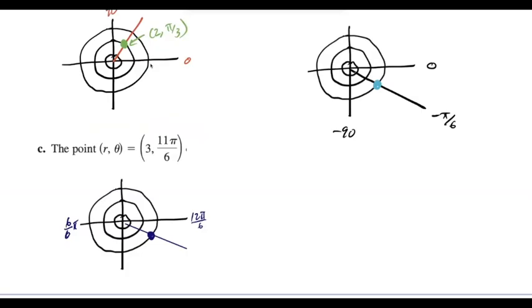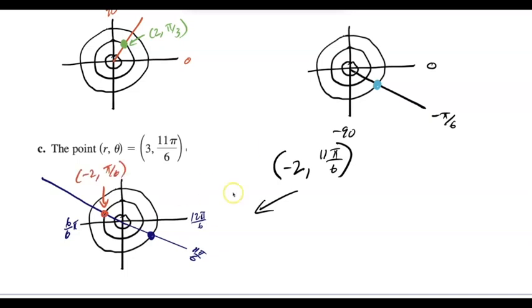Okay, before we move on, we should have another point. We should do the point negative 2, and we'll do 11 pi over 6 again. Let's talk about what that does. We'll do it on the same graph. Let's graph negative 2 and 11 pi over 6. So what happens with a negative radius? We're still going to be on the same pole because it's still 11 pi over 6. Let's continue this graph all the way. And when it's negative, we're going to go back 1, 2. The point right here would be the point negative 2, 11 pi over 6. So that's how negative radiuses work.